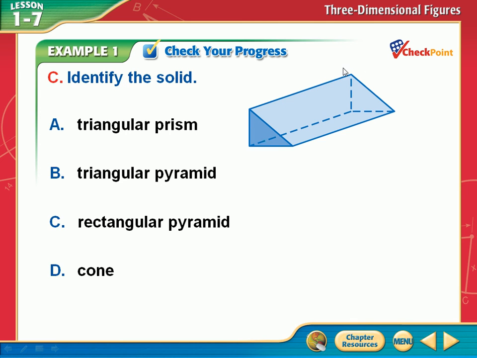So what does it do? It goes straight up. It doesn't go to a point, so it's a triangular what? Is it prism or pyramid? It's a prism, because a pyramid comes to a point. A prism just goes straight up and down, doesn't it? So let's see what they say this is. Yep, we were right.